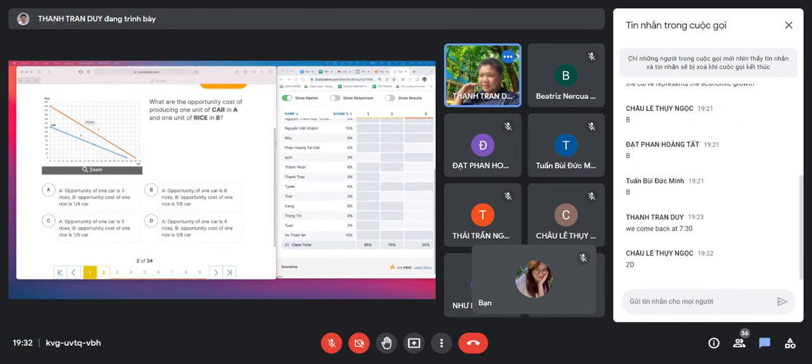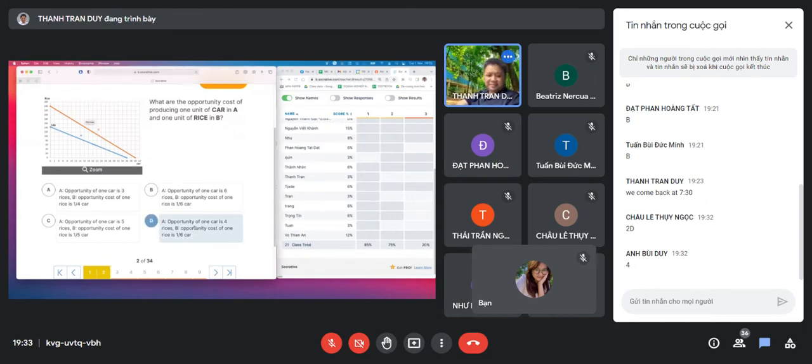Anyone? 2D. The opportunity cost in A, right? So you take 144 divided by 36, how much is it? It's 4 rice, and 1 car. So the best answer for this one is D?